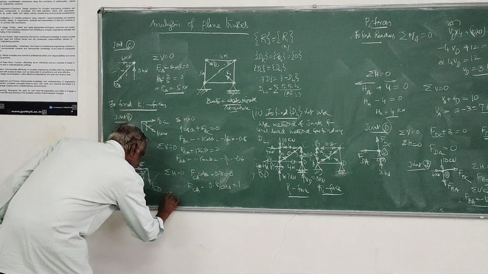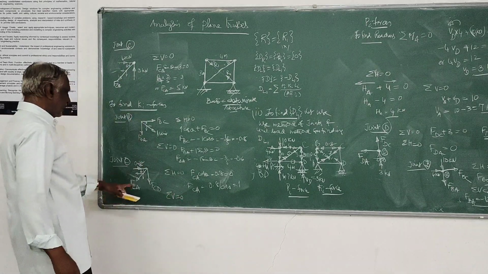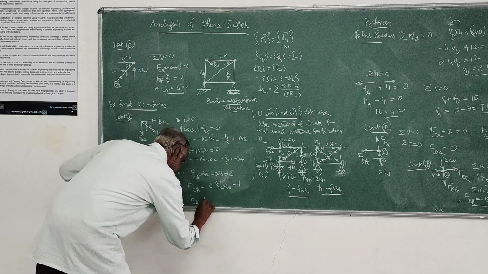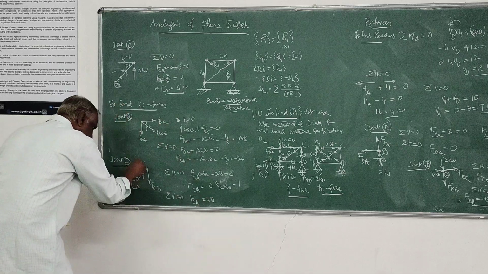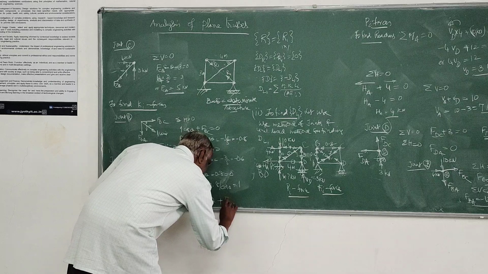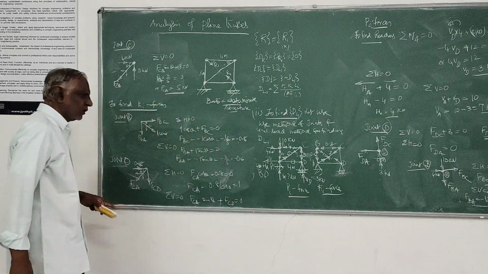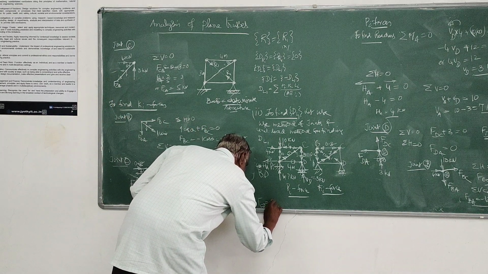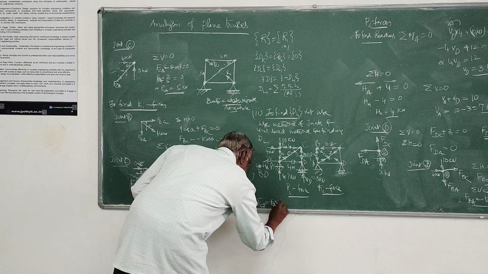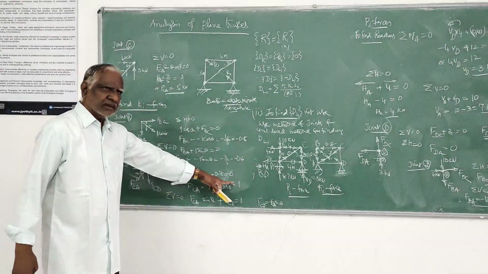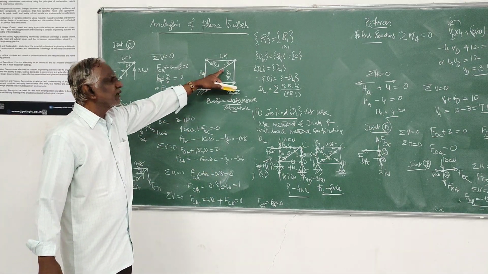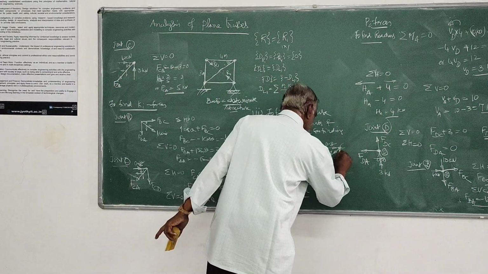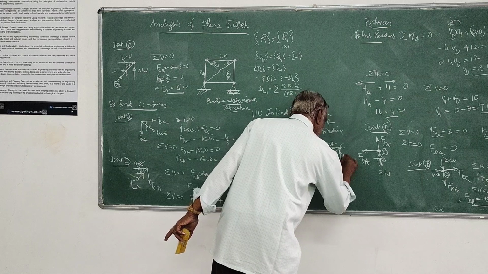Next I will adopt sigma V equals 0, that is FCA sin theta, which is down, plus FCD, which is also down, is equal to 0. Therefore, FCD is equal to minus FCA sin theta. FCA is 1, sin theta is 3 by 5, so it is minus 0.6. So therefore, FCD is minus, it is like this.